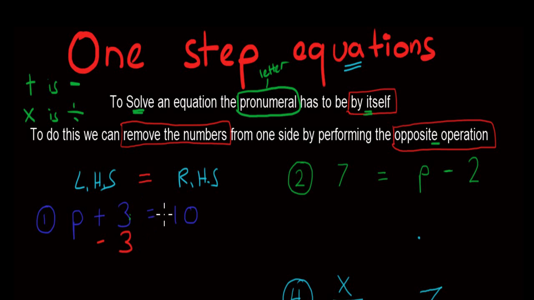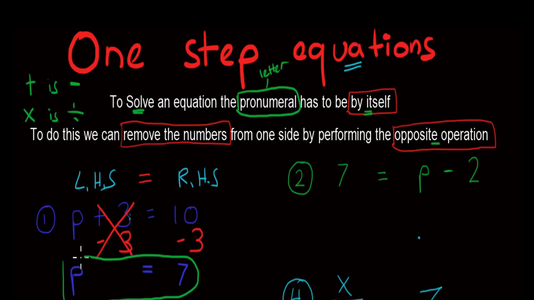And because it has an equal sign, we always have to do it to both sides. So plus 3 minus 3, that would be 0, right? 3 take away 3 is nothing, so that's gone. So on the left-hand side, we're left with just p, and that's what we want to have. So p equals, and 10 minus 3 would equal 7. Now we have solved that equation: p equals 7. That's all we had to do.